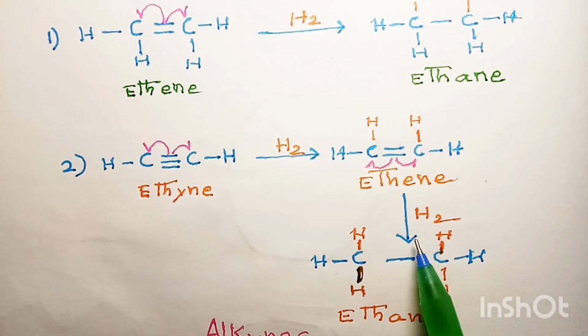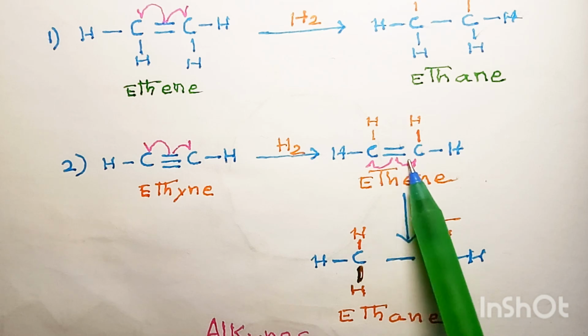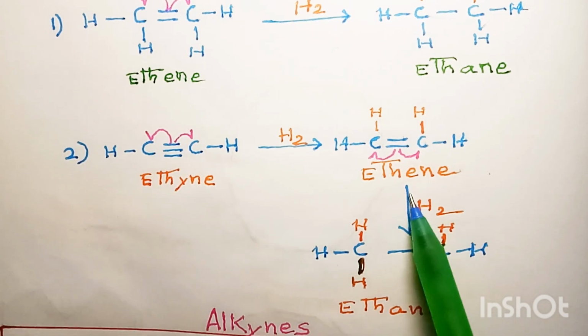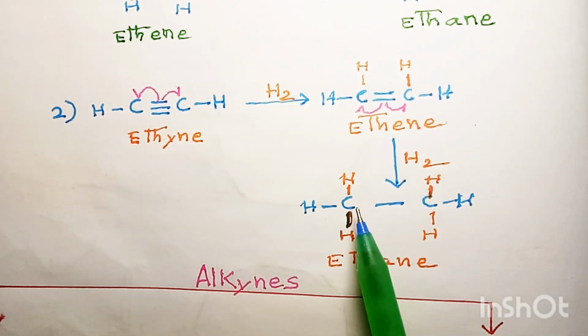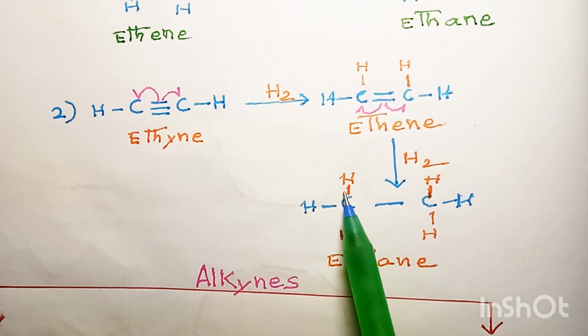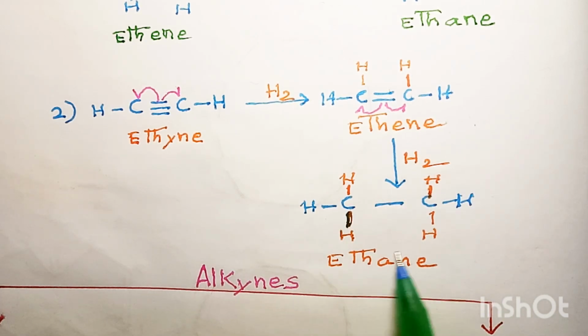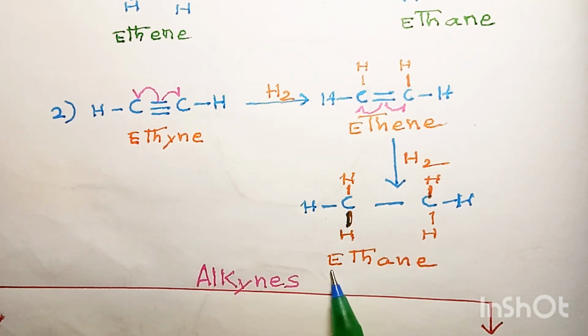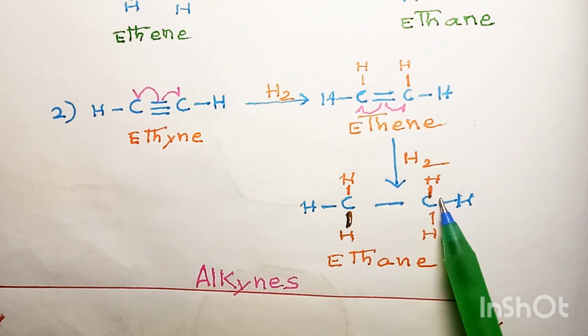If one of the double bond cleaves and another hydrogen atom is added to each carbon atom, this becomes CH3 single bond CH3, which is ethane and alkane. It is a saturated hydrocarbon.